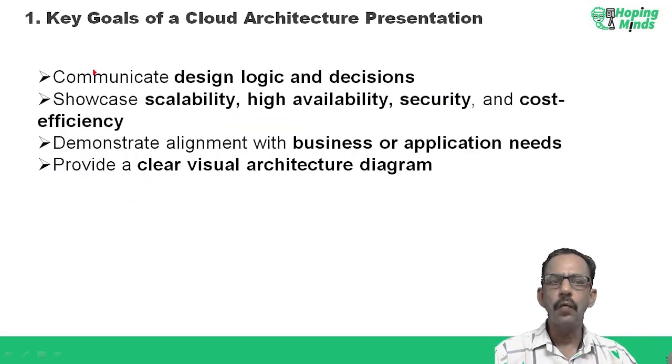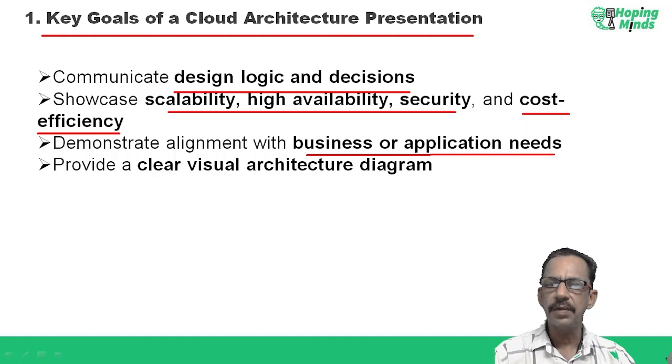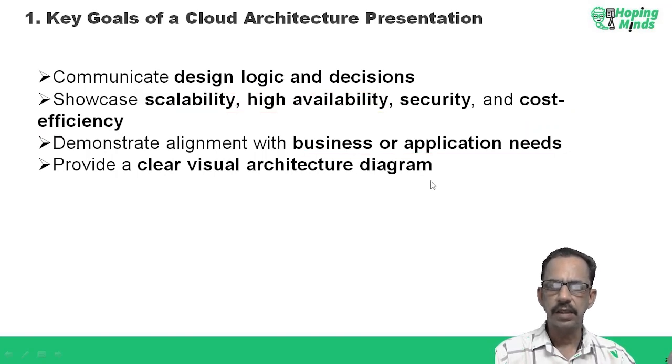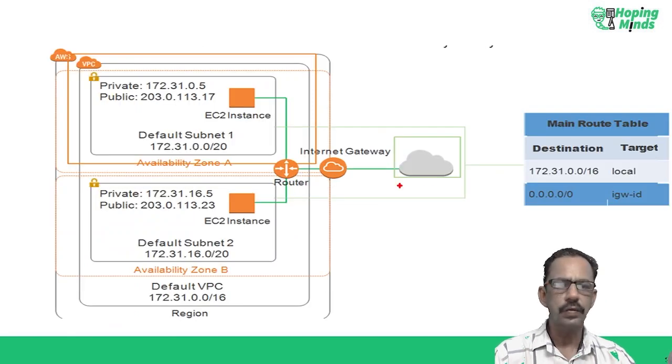So the key goal of cloud architecture presentation is to communicate design logic and decisions, and showcase scalability, high availability, security, and cost efficiency. Everything we can define when we are designing that. It should demonstrate alignment with business and application needs, and provide a clear visual architecture diagram of my entire setup. Like I have some pictures here. You can watch from it, see from it.